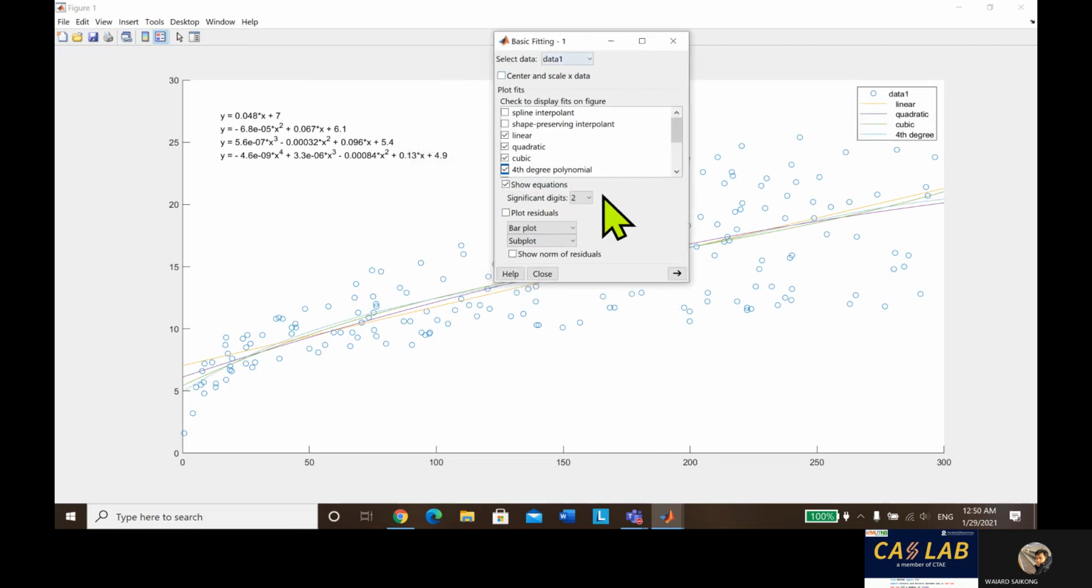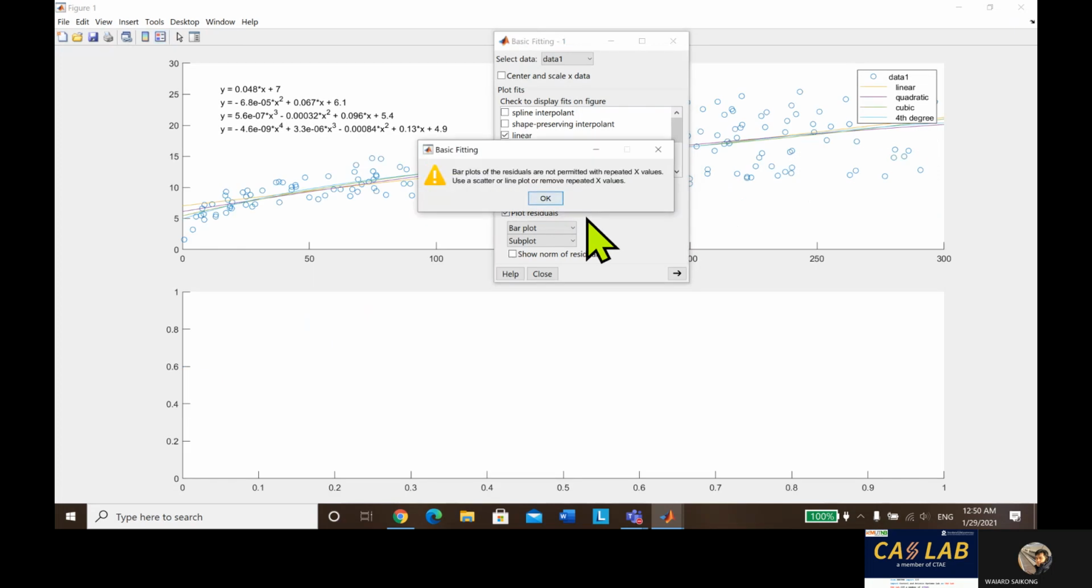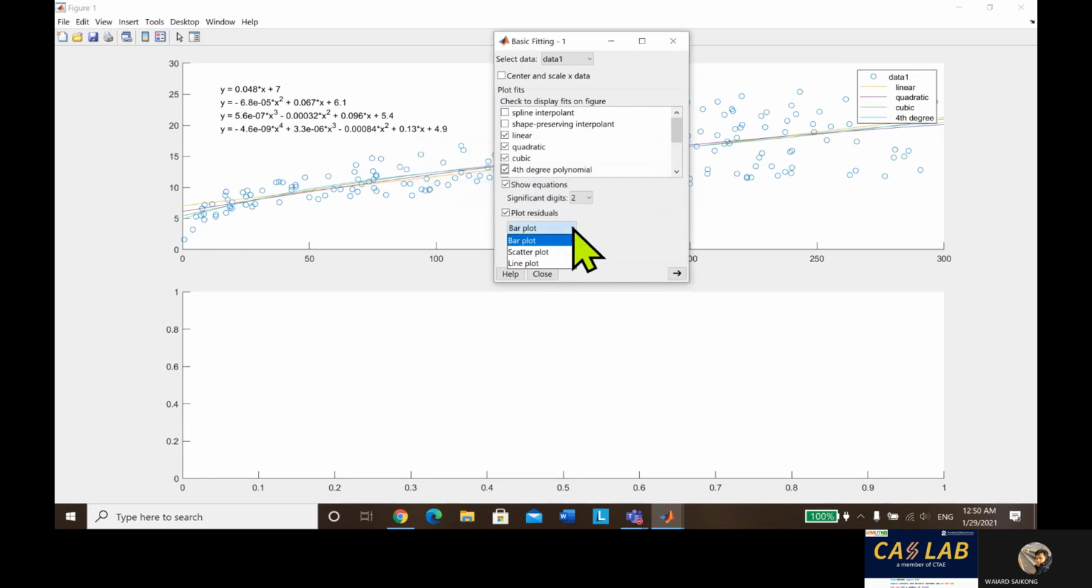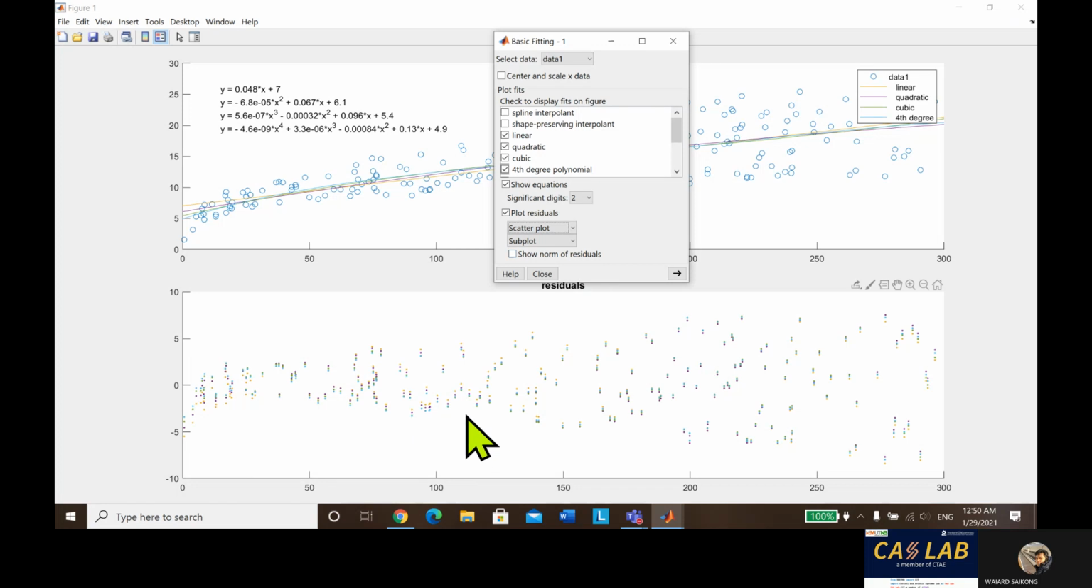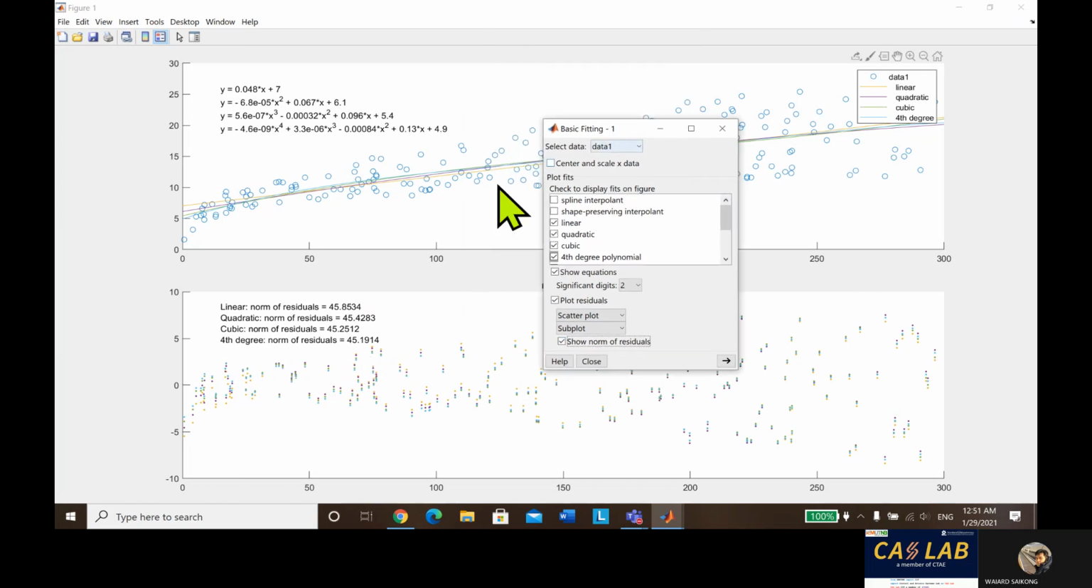And we will plot the residuals, maybe not in a bar plot, but in a scatter plot like this. I will show the residuals. You can see in the residuals that the best fit is maybe the 4th degree equation. This is a very easy way to use. You should remember this.